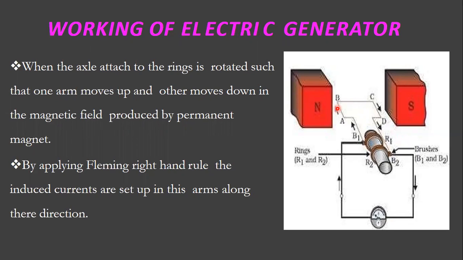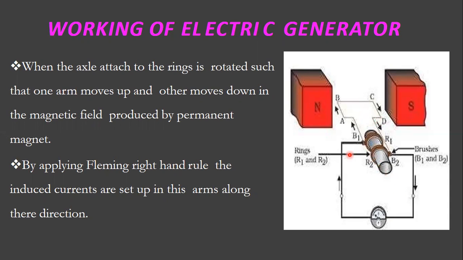Along the directions AB and CD, the induced currents are set up. Thus, an induced current flows in the direction ABCD, and if there are a large number of turns in the coil, the current generated in each turn adds up to give a large current through the coil. This means that the current in the external circuit flows from B2 to B1.